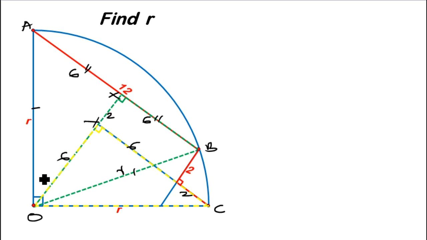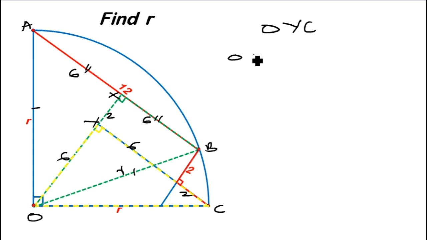Now, having done that, what do we have? We can take any triangle. For instance, look at triangle OYC. That is a right-angled triangle. Or you can take triangle OBX, which is also a right-angled triangle. So what do we have when we take triangle OYC? The longest side is OC.